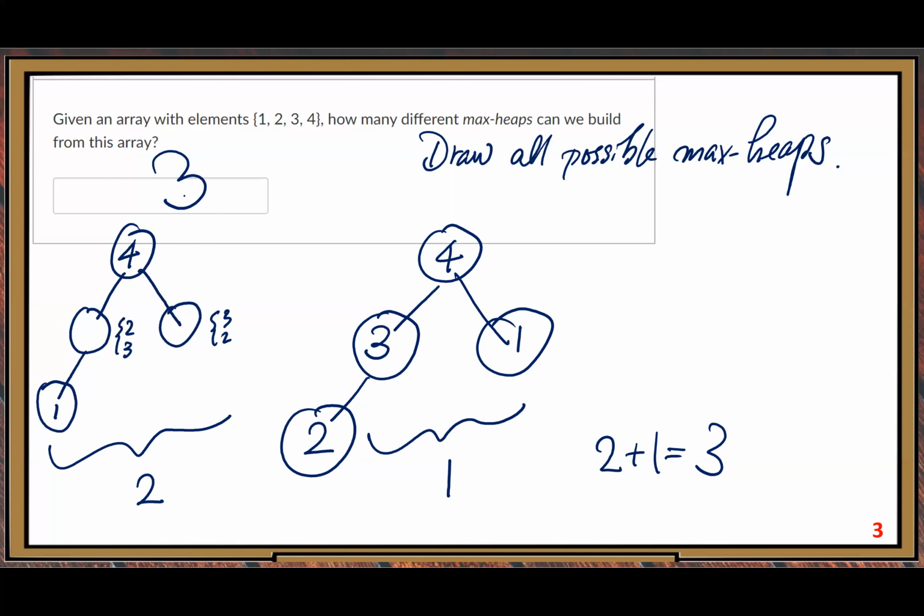Because you have a good possibility, I may give you a question: 1, 2, 3, 4, 5. All the possible heaps. If you don't understand, you cannot solve it. 1, 2, 3, 4, 5. 5 must be at the root. Other than that, you know, branches.